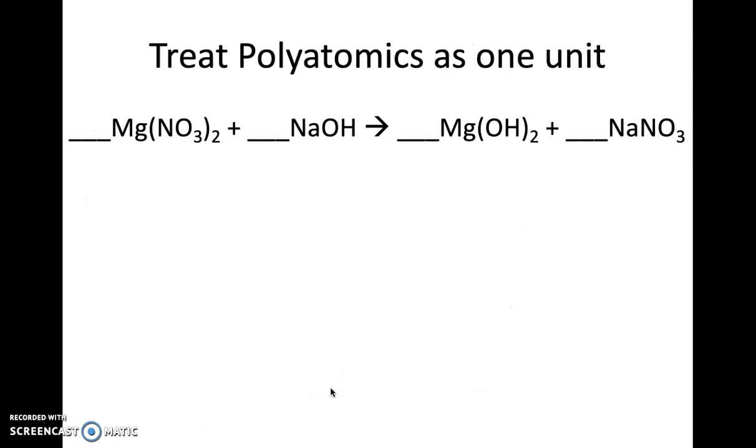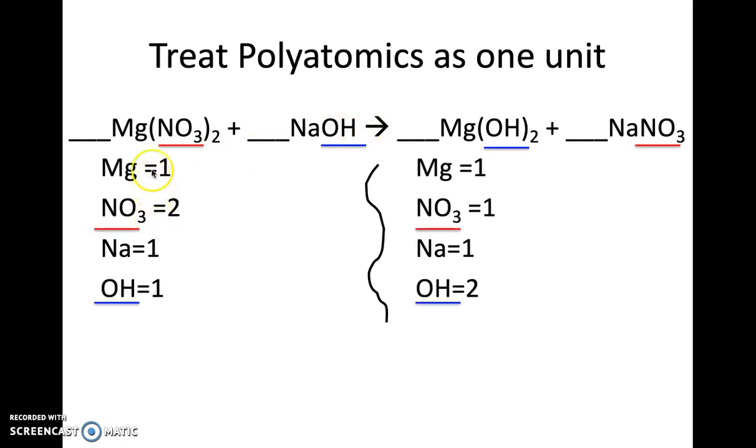Okay, another tip is to treat polyatomics as 1 unit. Now this only applies if I see the polyatomic both on the reactant side and the product side. So here I see NO3 over here in parentheses, and I see it over here all by itself. I see OH in parentheses, and I see it over here on the left side as well. So that means when I count my atoms, I can keep NO3 all together.